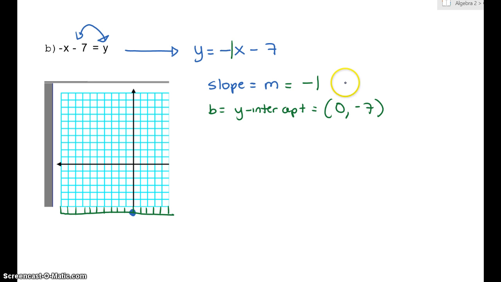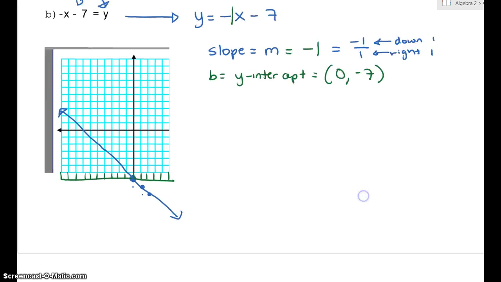And my slope is negative 1, which means this. I'm actually going to rewrite this as negative 1 over 1. It means down 1 and to the right 1. Okay? So I'm going to go down 1 to the right 1. Down 1 to the right 1. And here is how that graph is going to look. Alright, and that's our line.